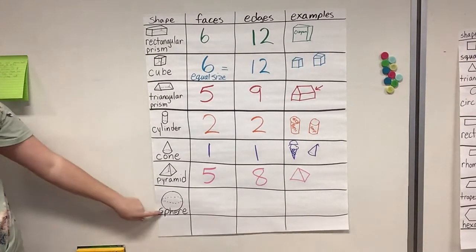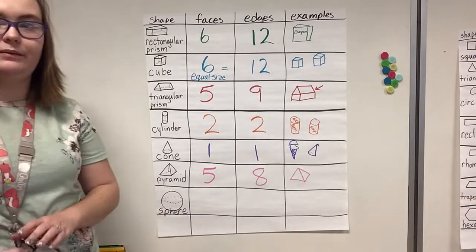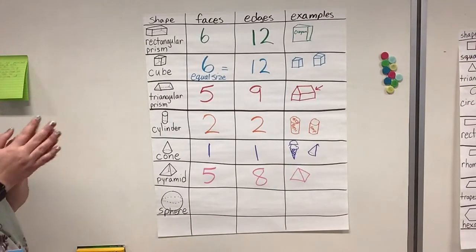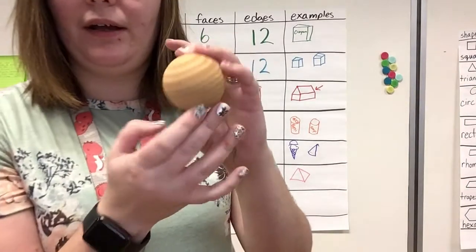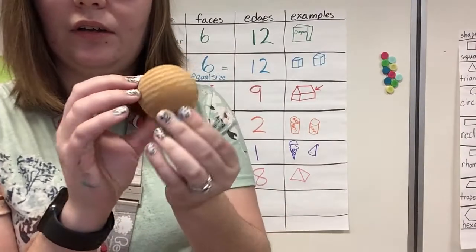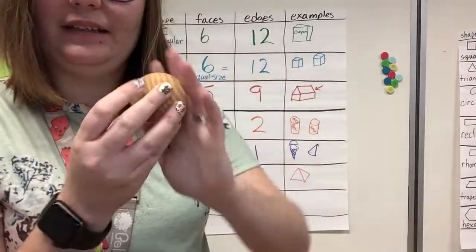Our last one is a sphere. That is a weird word to say. Will you say it with me? Sphere. A sphere is like a little ball. Do you see that it's a circle, but it's round on all sides? I can fit it in my hand.